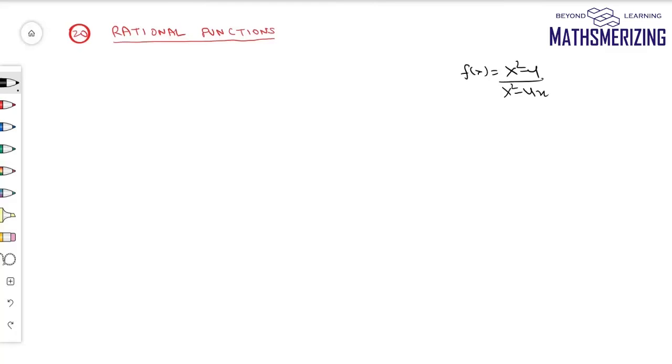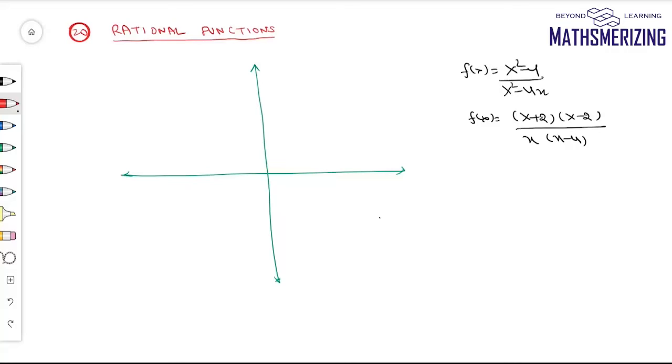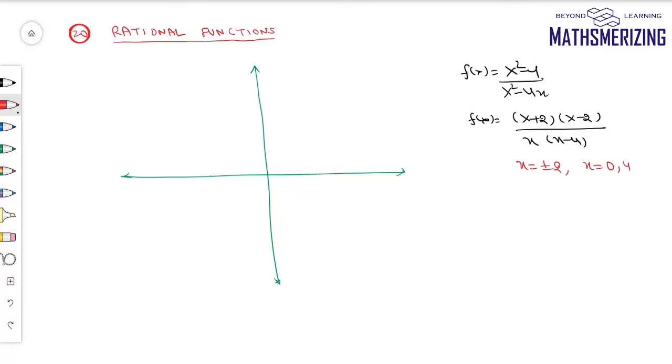So first I'll factorize it. I'll write f(x) as (x + 2)(x − 2) upon x(x − 4). Now the roots of the numerator are x equals plus or minus 2 and the roots of the denominator are x equals 0 and 4. So I'll mark all 4 points on the x-axis: −2, 0, 2, and 4.